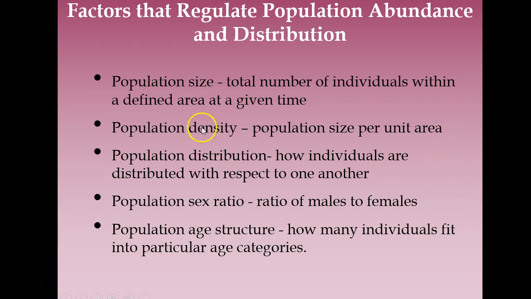So you can have a large population size but a low population density, or vice versa. So we do have to use those 2 pieces of data differently. And the third thing we're going to look at the beginning of this lecture is population distribution, which is just how individuals are distributed in that community, in that area, with respect to one another.